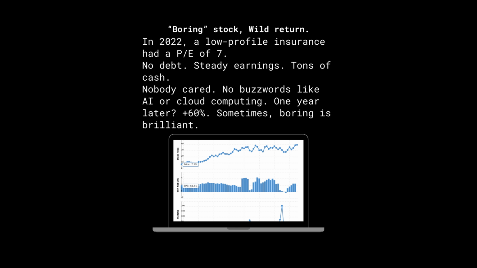It wasn't exciting, no buzzwords like AI or cloud computing. But a year later, the stock was up nearly 60%, with earnings growing steadily. In that case, low PE was a real opportunity, a classic case of the market sleeping on boring fundamentals.